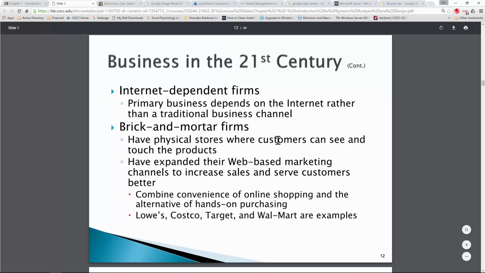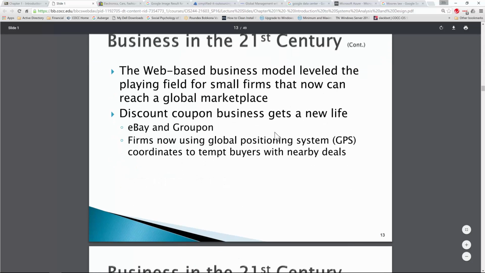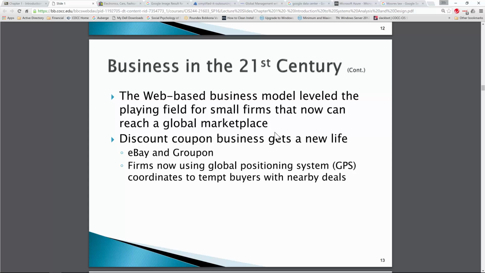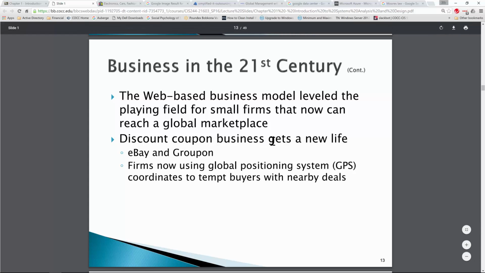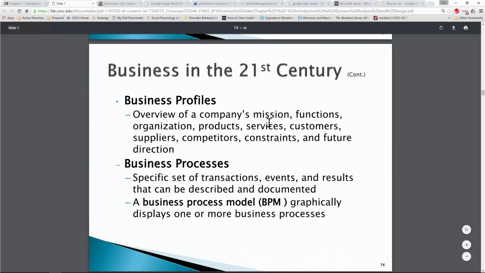When we think about Target, we might think about the fact that they recently got hacked, and the cost that they incurred through that process was not just financial, but also the trust of their customers who had to change credit cards, who had to change debit cards because their information was potentially stolen. So, discount coupon businesses, eBay, Groupon, the internet has just completely changed how we think and do business today.